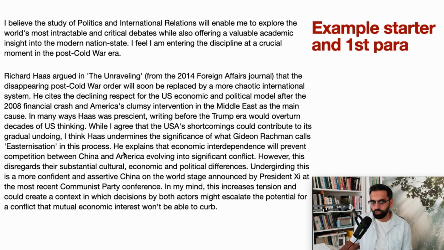And then the student goes on to talk about Gideon Rachman's views, and the student then says, however, this disregards their substantial cultural, economic, and political differences. Undergirding this is a more confident and assertive China on the world stage, announced by President Xi at the most recent Communist Party conference, and so on and so forth. In my mind, that's a nice turn of phrase. In my mind, this increased tensions and could create a context in which decisions by both actors might escalate for a potential conflict, right?